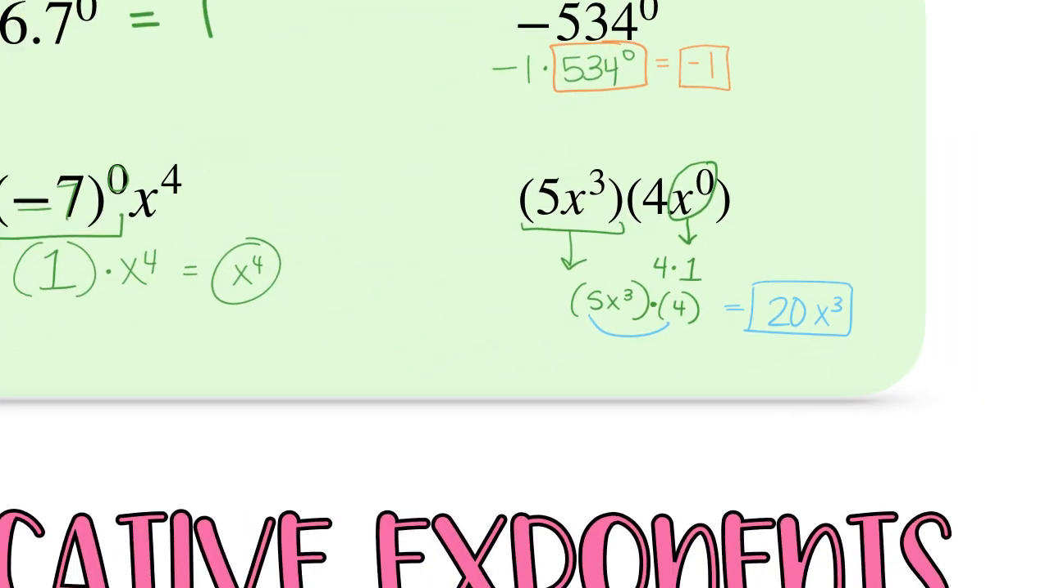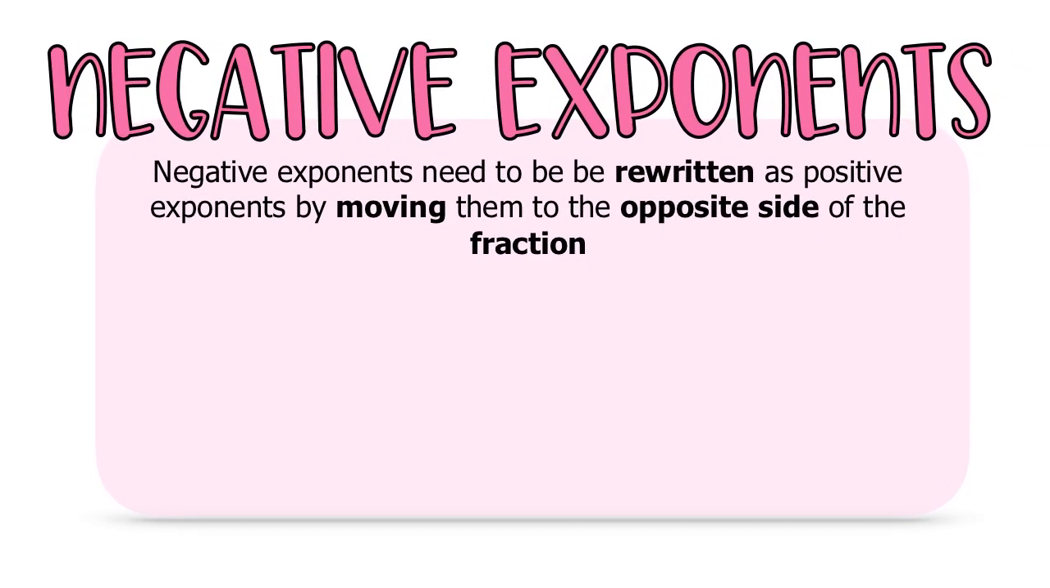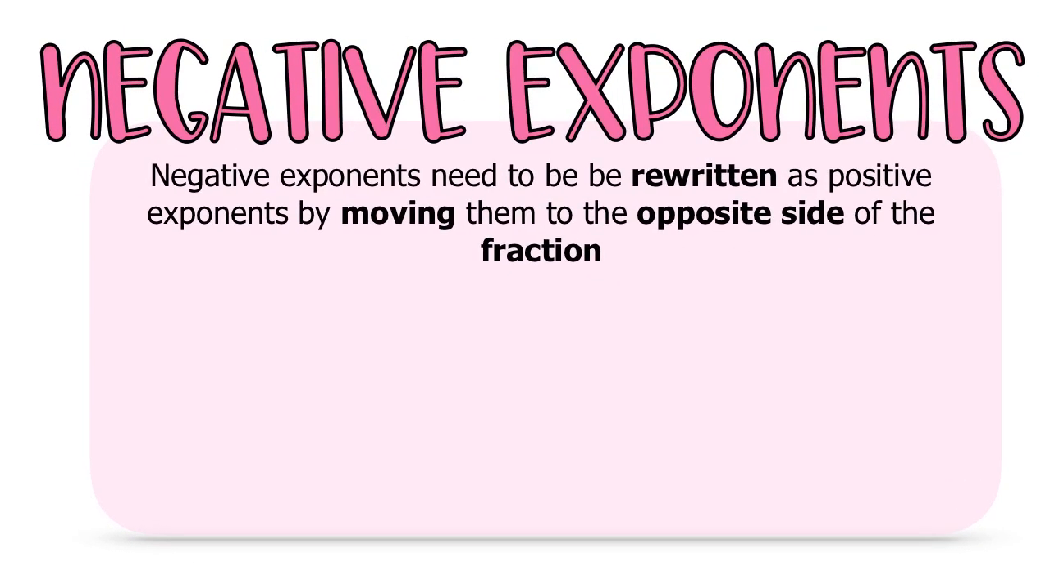Now we're going to talk about negative exponents. So negative exponents, they actually don't have anything to do with negative numbers. They actually kind of represent fractions. So if you see a negative exponent, you need to rewrite it as a positive exponent by moving them to the opposite side of the fraction. So here's what the rule says. It says x to the negative a would equal 1 over x to the positive a. So we're just moving it to the other side of the fraction.